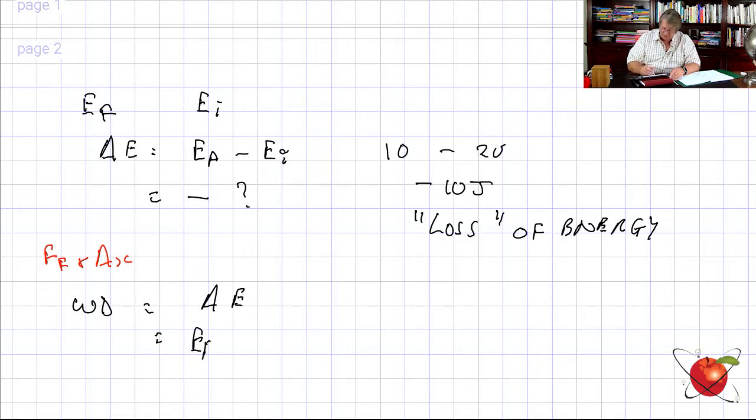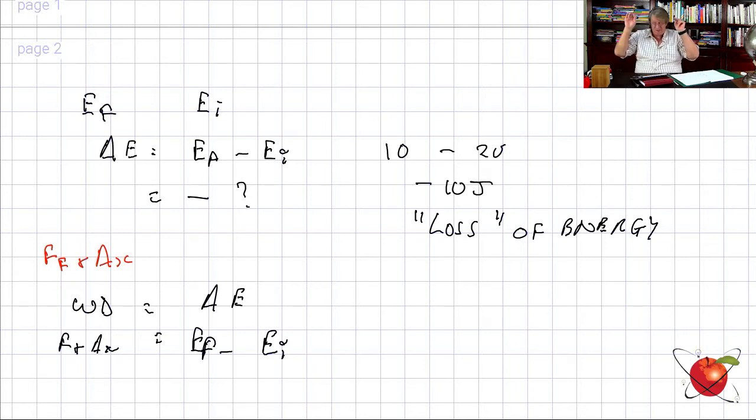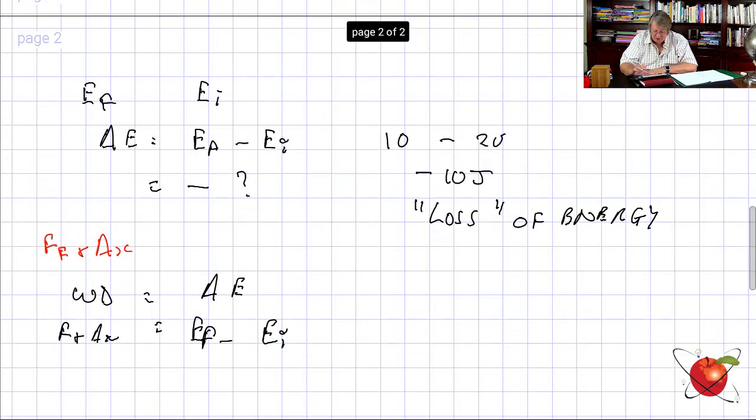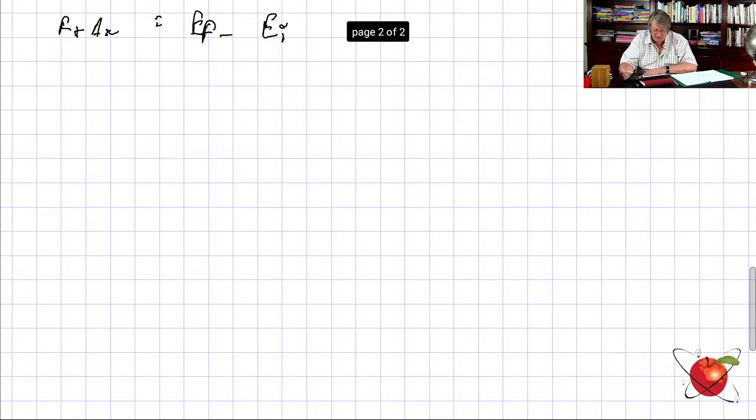E final minus E initial. So the work done is the force times the distance, right? So this is the energy lost due to friction. It's been changed to heat and sound, etc. And the other one is the change in the energy itself. I hope you can see that. It's not really that difficult a concept if you think about it, is it? All we're saying is that the external forces have changed it.